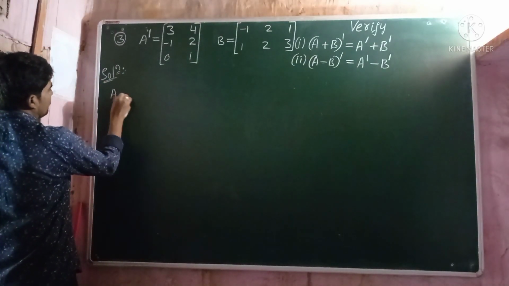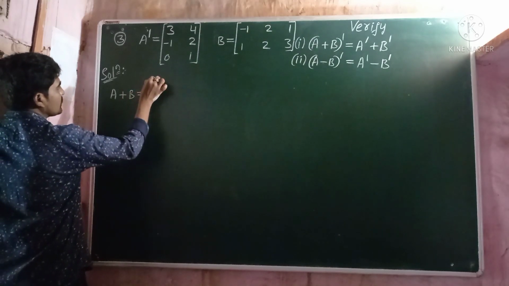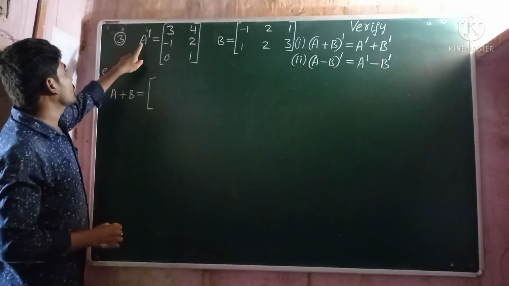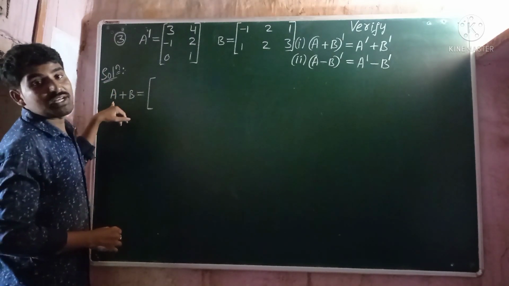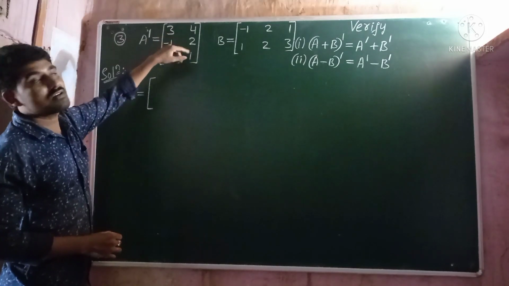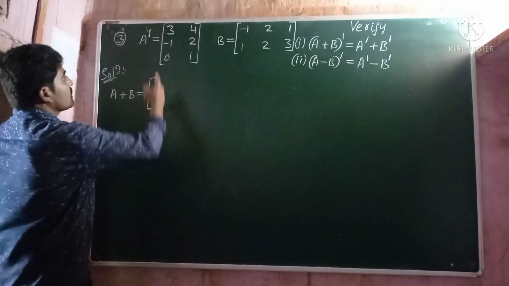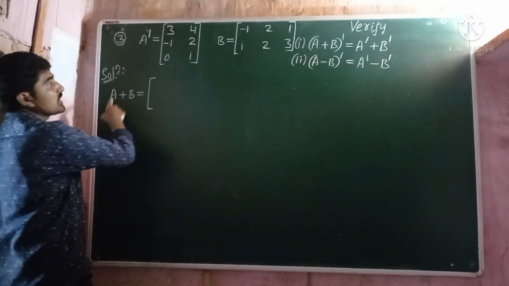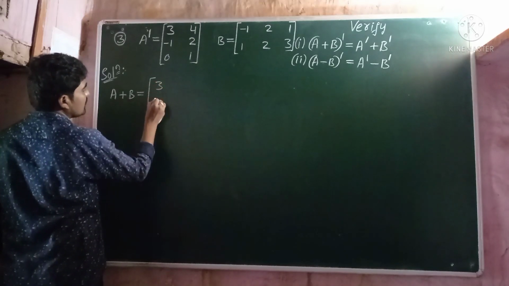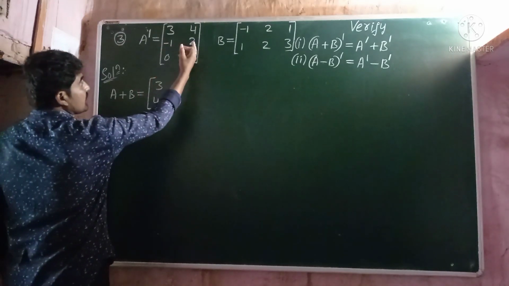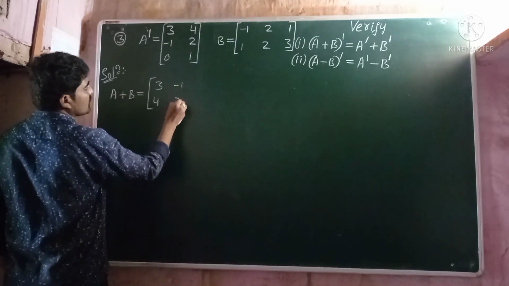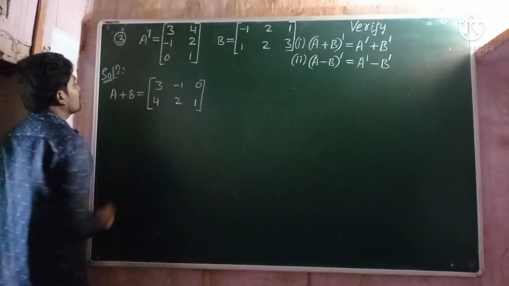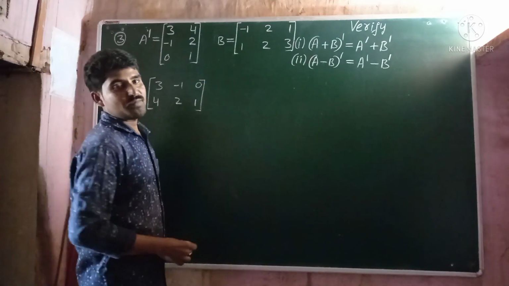So matrix A plus matrix B is equals to, here he has given the matrix A dash. So to find the matrix A, we need to interchange rows and columns of the matrix A dash. So first row of the matrix A dash becomes first column of the matrix A. That is 3, 4. Second row becomes second column. Minus 1, 2. And 0, 1. So you may observe here the property of the transpose of the matrix.